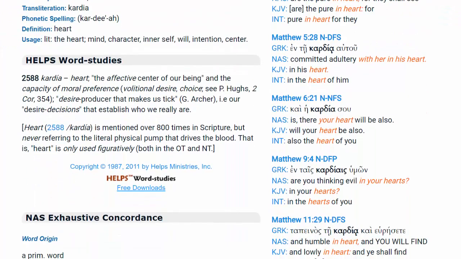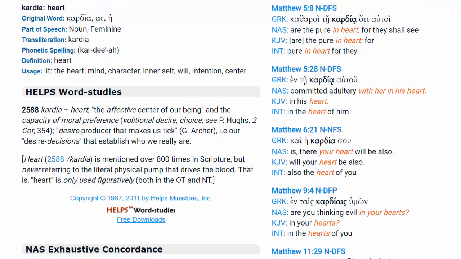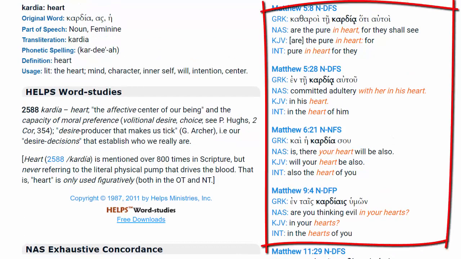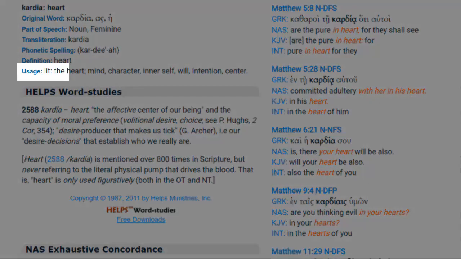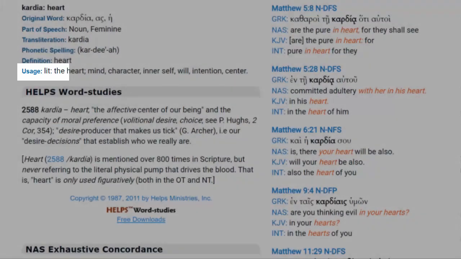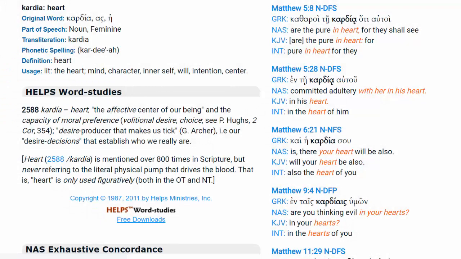You can get a little bit of an idea of that by looking at the right column as you see some other passages containing it, but that's not going to be a real satisfactory way to get the broad picture. Instead, we want to come over to the left here. We get a little bit of help from this word usage. It says literally it's the heart.